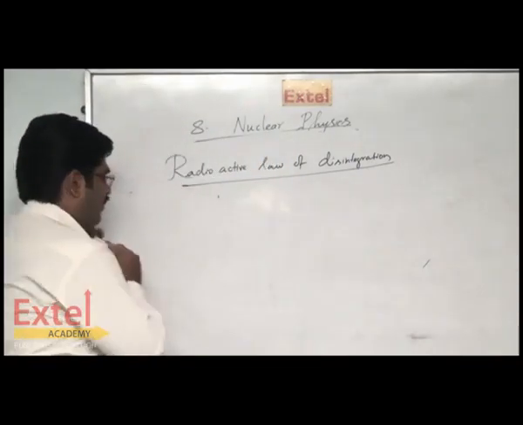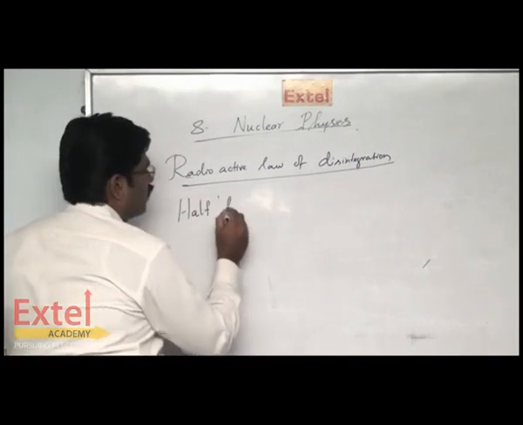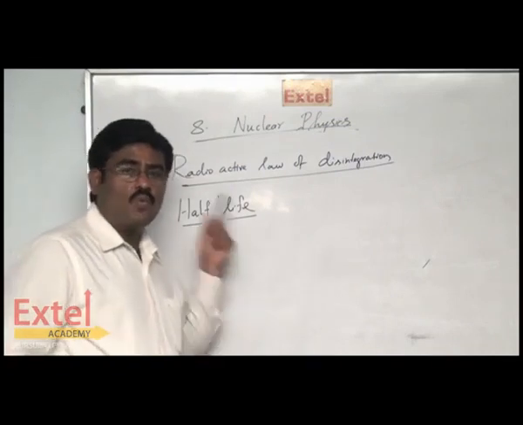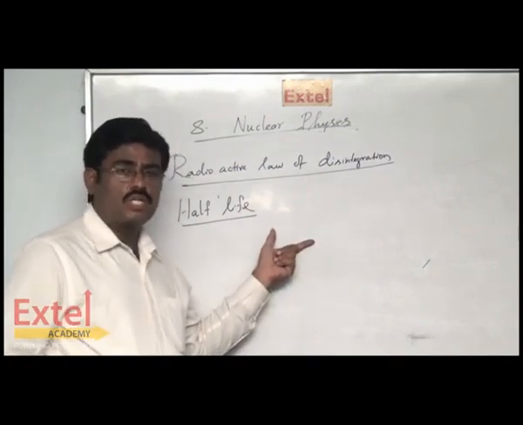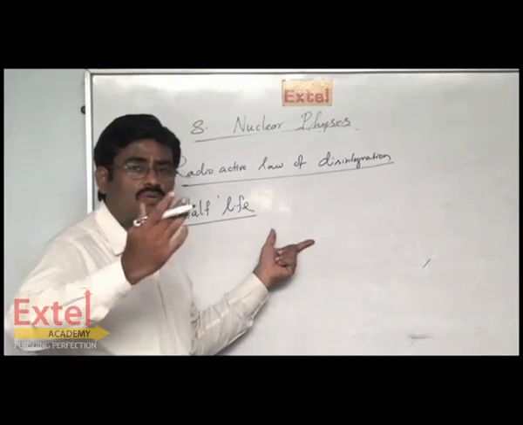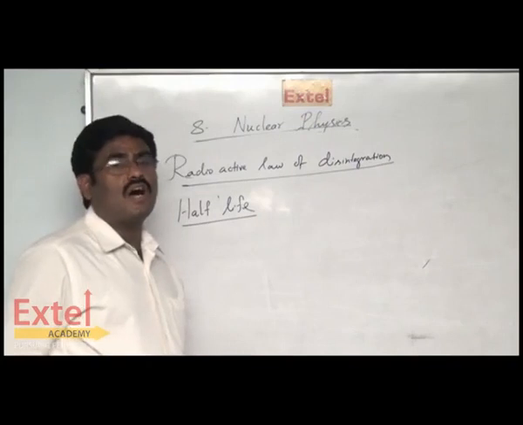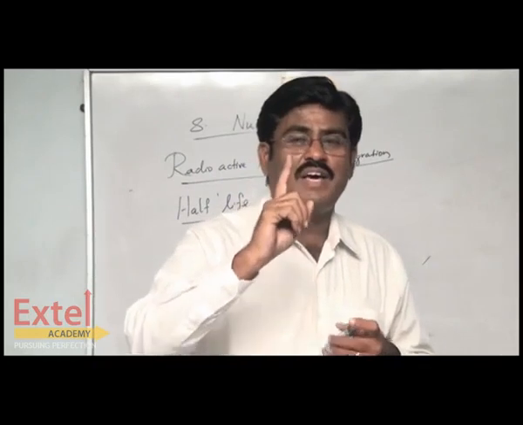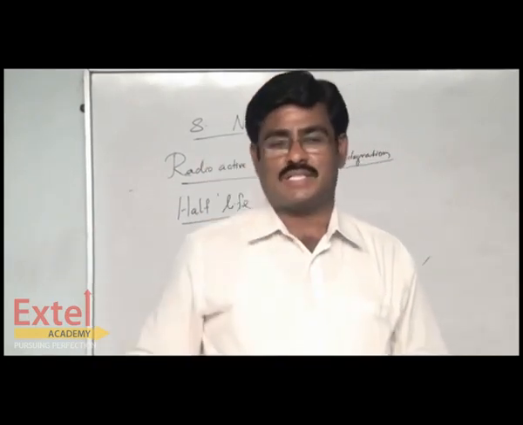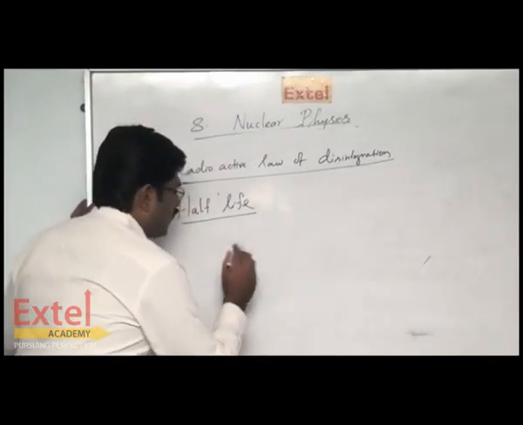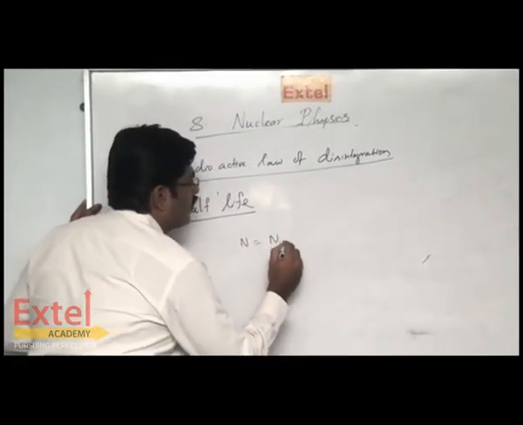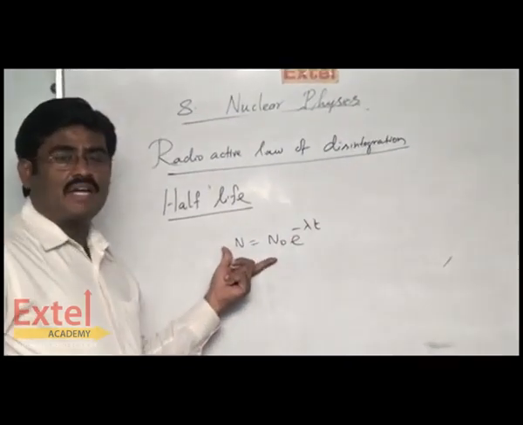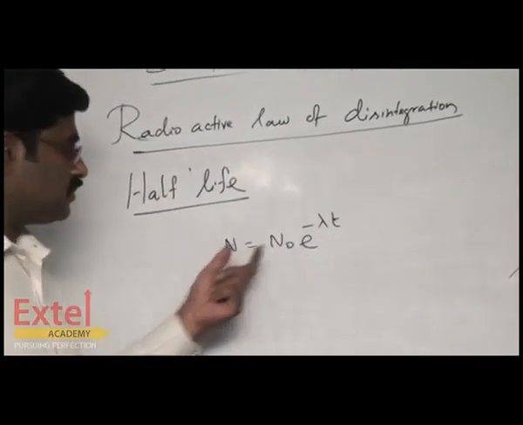So the first one is called half-life. The time taken by one half of a radioactive substance to undergo disintegration is called one half-life period. N is equal to N naught e power minus lambda t is the final expression we have derived under the topic of the radioactive law of disintegration.